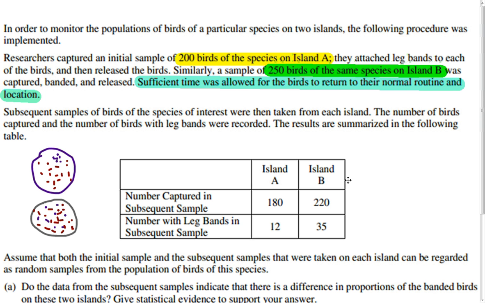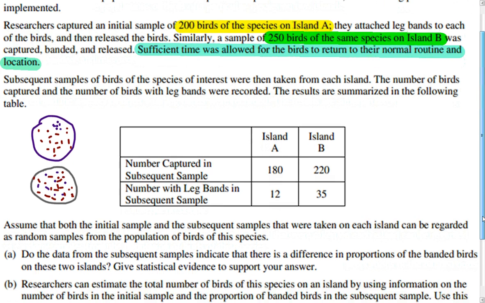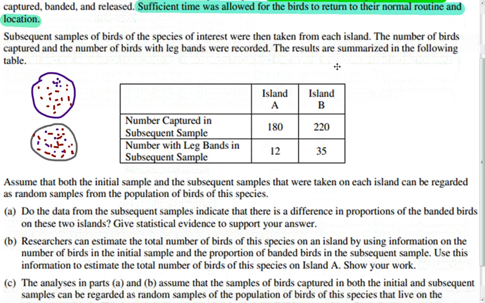Now, what we're going to do is start finding these birds again. It says they took a second collection after that period of time, allowing them to get mixed. And the second time through, on Island A, they captured 180 birds, but only 12 of them had leg bands. So let's say their new sample was right here, just these birds right here. You can see that some of the birds here are from the leg-banded group that they caught earlier, and many of the birds are not.